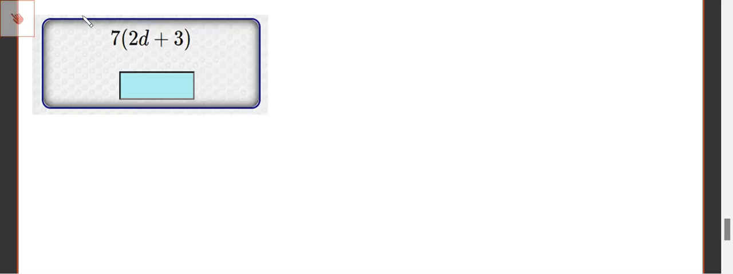Did I go too quick? No. Oh, 14. So it's going to be 7 lots of 2D. So we're going to have 14D plus 7 lots of 3, which is plus 21.